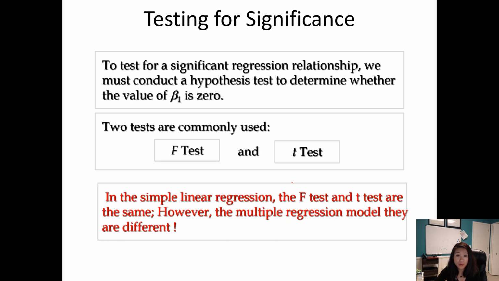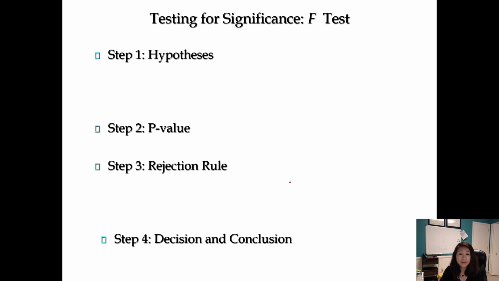When you work on your homework and the practice questions, I will require the 4 steps. So what are the 4 steps? Here they go. The F test 4 steps: step number 1, write down your hypothesis. Step number 2, find the p-value. If you read the book, they also ask you to find the F statistic, but in this class, I only require the p-value.